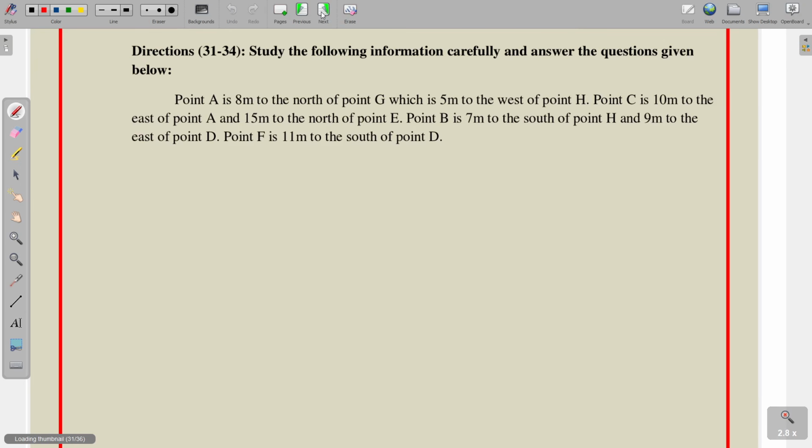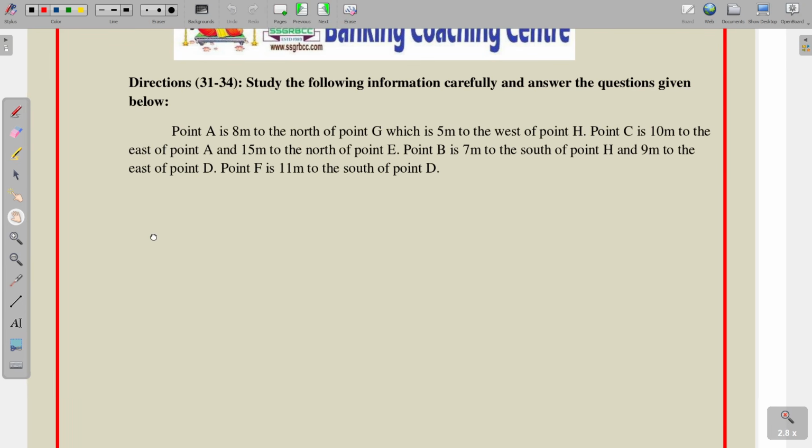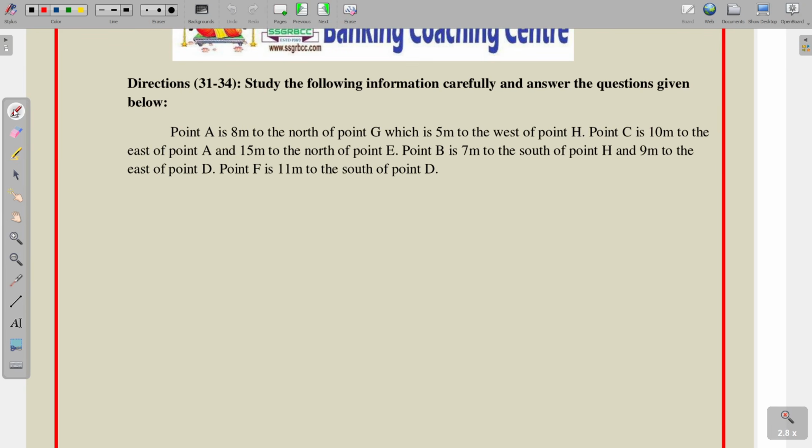Next, we have a directions puzzle. See the first one.